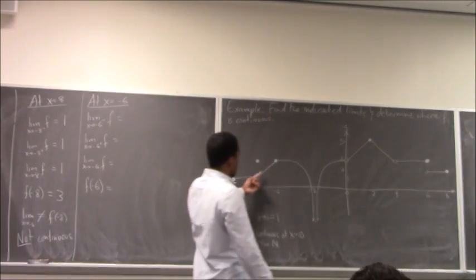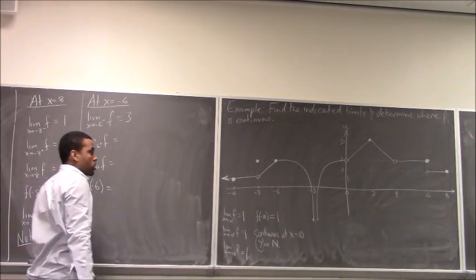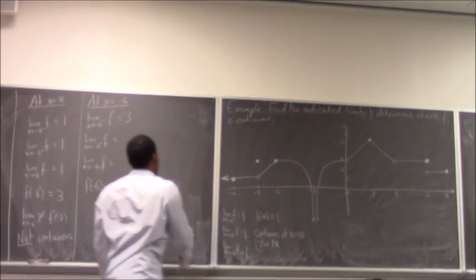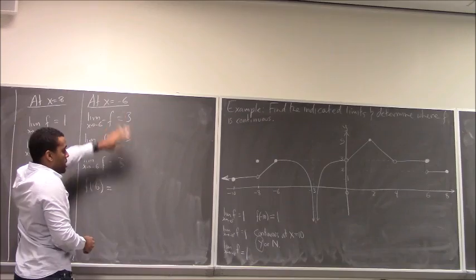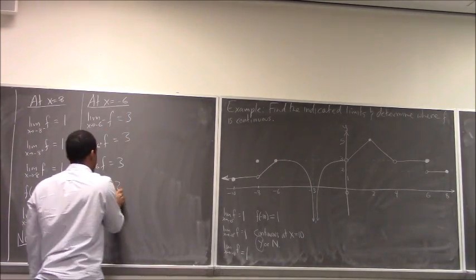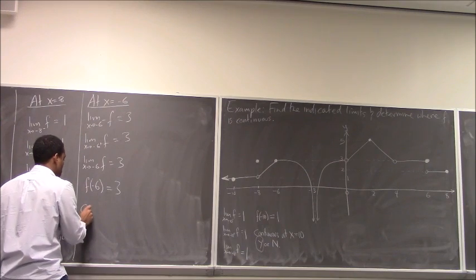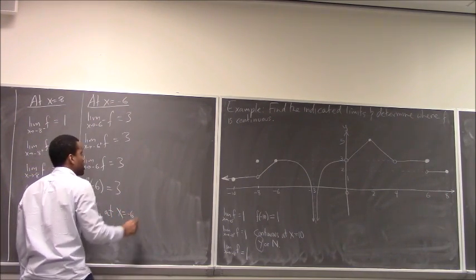So minus 6, as we're approaching from the left, we get the value 3. We're approaching from the right, we get the value 3, which means that the limit is 3 because the left and right hand agree that it's 3. And then if I look at minus 6, that's filled in, that's 3. So this is continuous at x equals minus 6.